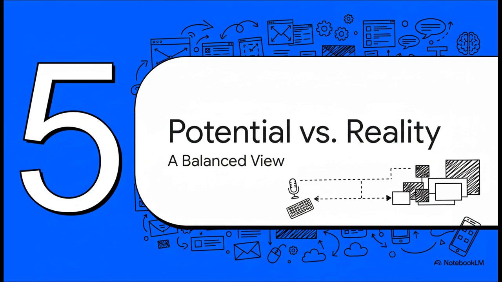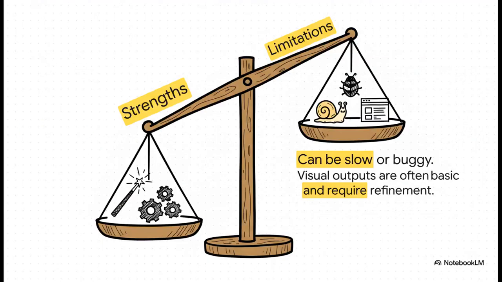So let's take a step back and look at the huge potential versus the current reality. On the one hand, Opal's strengths are obvious, right? It's super easy to use, and it gives everyday people access to some of the most powerful AI on the planet. But it's not perfect, not yet. Early users are reporting that it can be slow, a bit buggy, and the visual designs it creates are, well, they're more of a starting point than a finished, polished product.